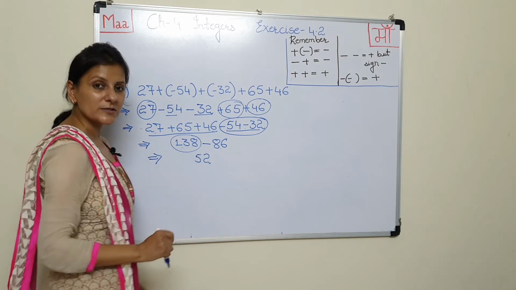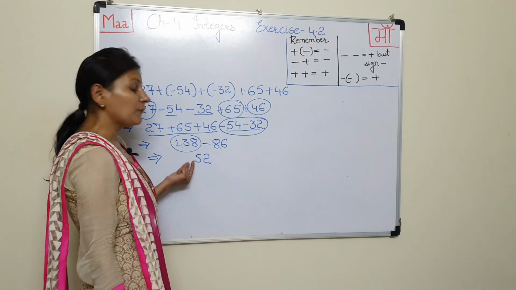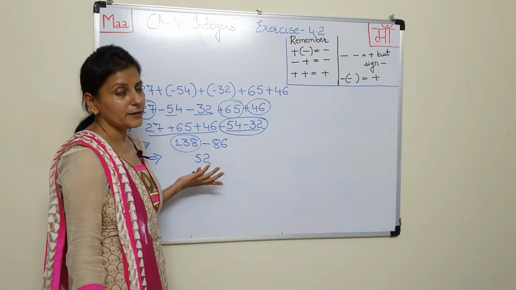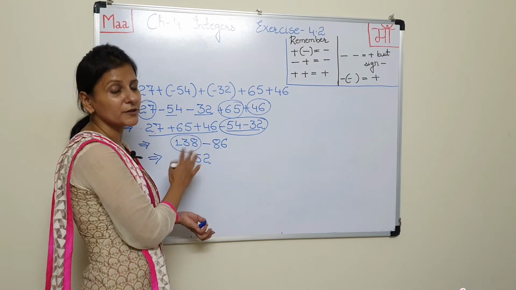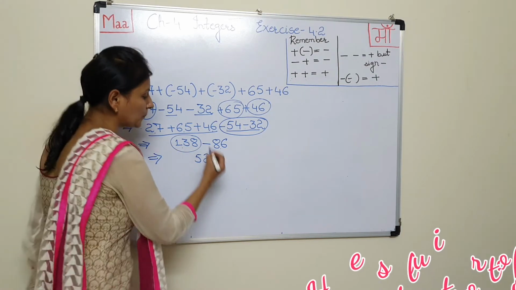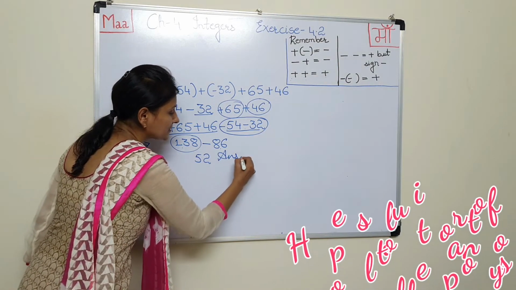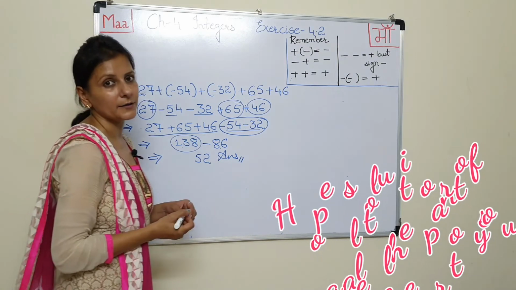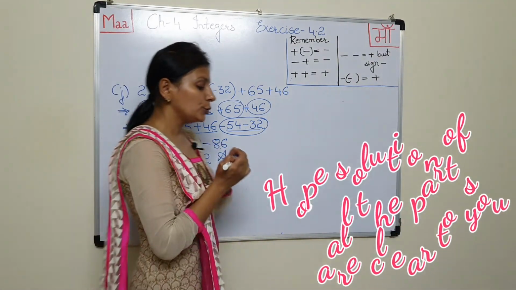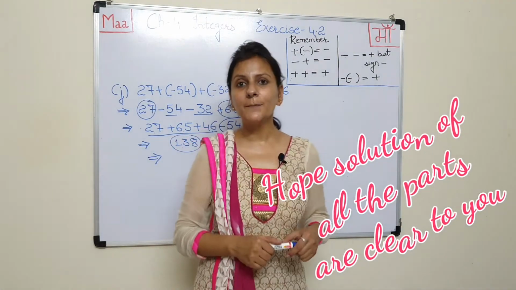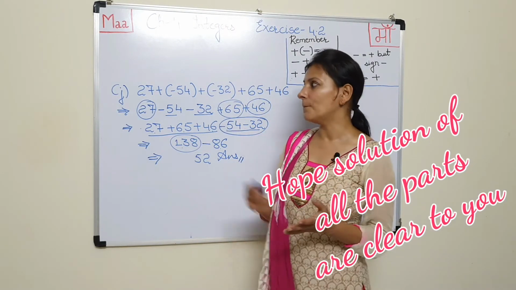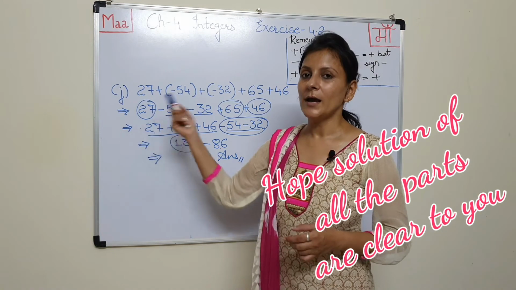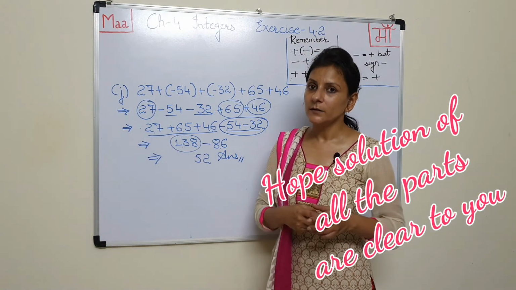So here also positive sign will come. So if I am putting positive sign, then it's okay. If I will not put positive sign, then also it is understood that it is positive only. So plus 52 will be the answer of this J part. Okay students, so today I have given you all the parts of exercise 4.2 question number 2 from part A to part J. I hope all these parts are clear to you.